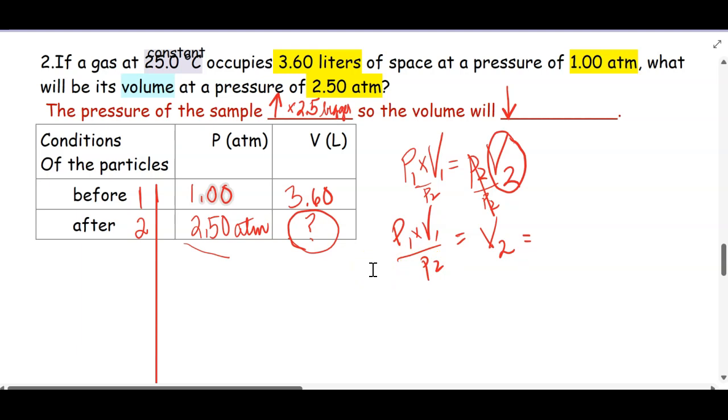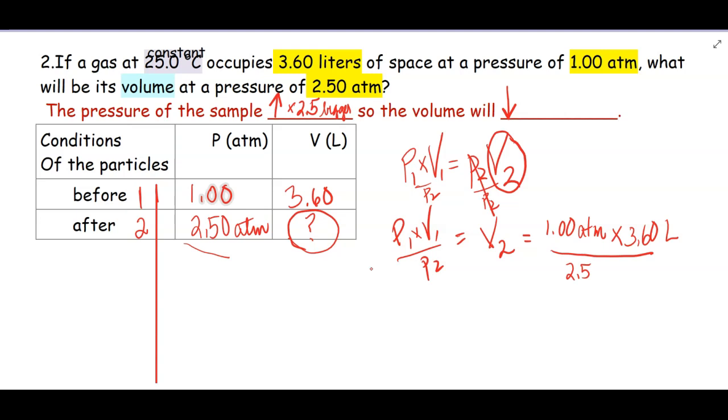So P1 is 1.00, and the unit is atmosphere, times V1, and the unit is 3.60 liters, divided by P2, which is, what's the second pressure? 2.50 atmospheres. All right. Now we can see that this cancels, and the final unit will be liters.